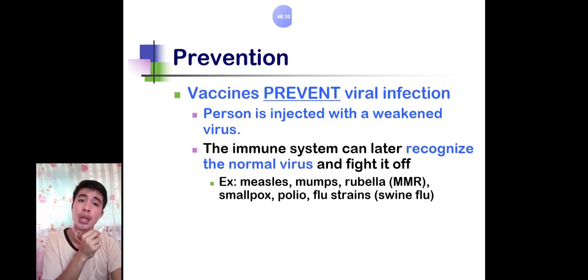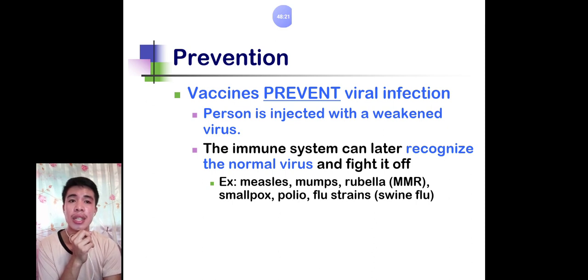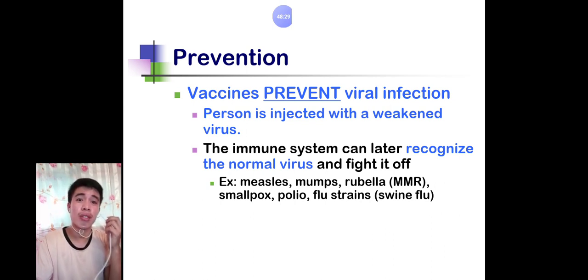Prevention: vaccines prevent viral infection. A person is injected with a weakened virus. Vaccines do not actually kill the virus, but they boost our immune system to fight that virus. The immune system can later recognize the virus and fight it off.